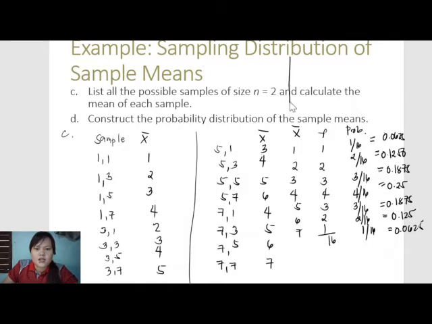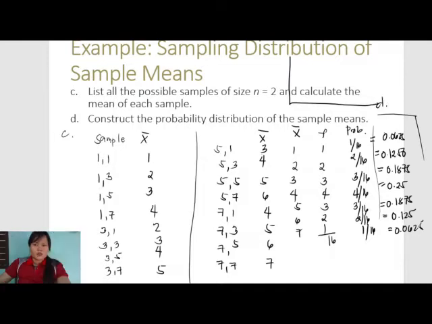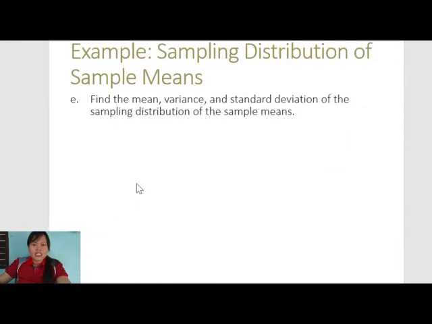So you can create a chart of that, another distribution, but it is not required yet. What is only being asked is the probability distribution. So this is the probability distribution for your letter D. Next, we will get the mean, variance, and standard deviation of the sampling distribution of the sample means.